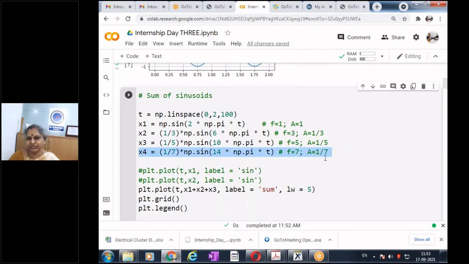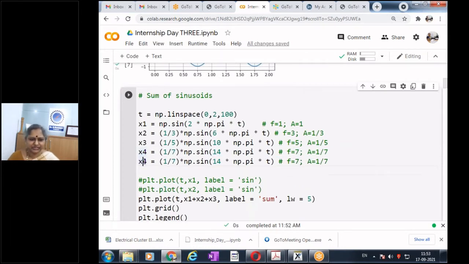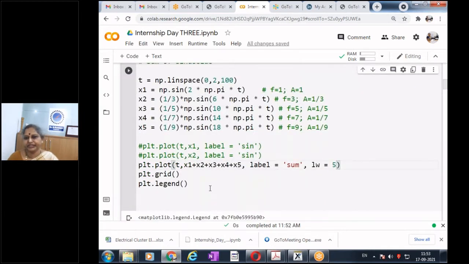And let us say I also put one more x5. I put x5 also. This is just for fun. We are just adding, but we will see something nice. So I'm going to add x3 plus x4 plus x5, and I'm not plotting the individual signals. I'm simply plotting the sum. And tell me what is the result you're getting.